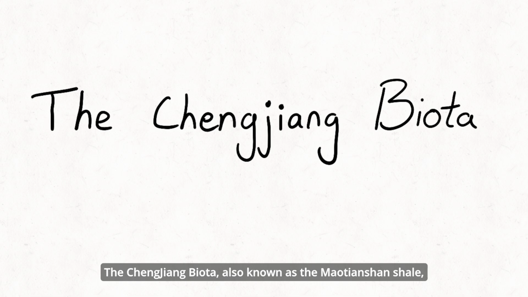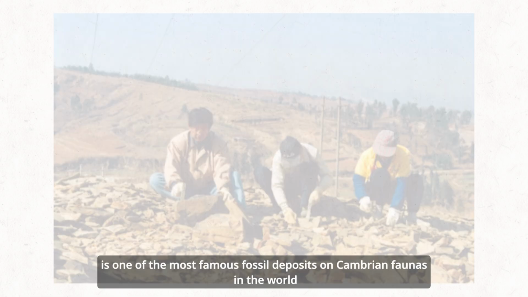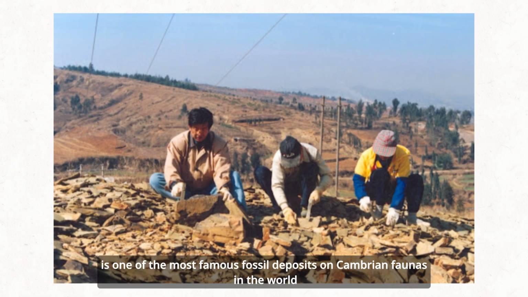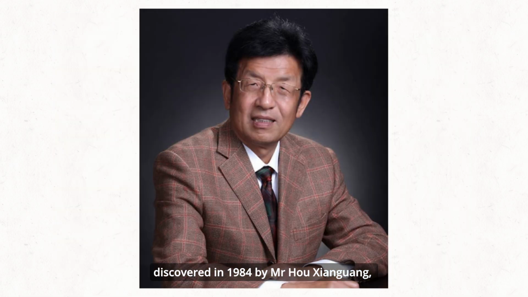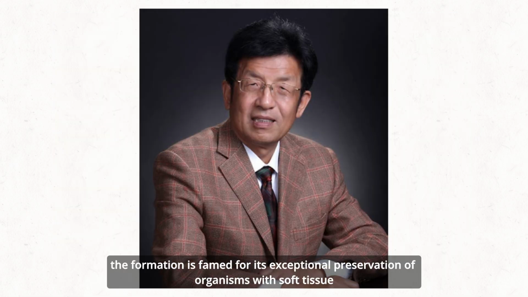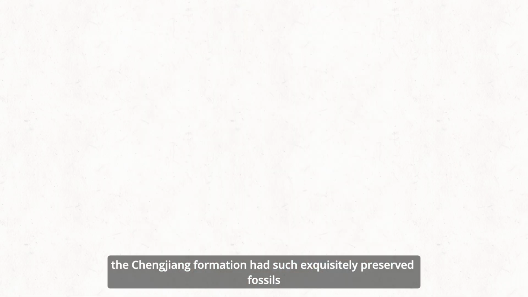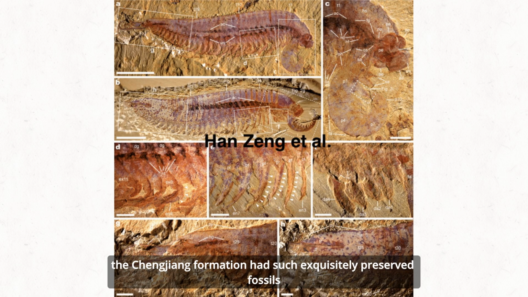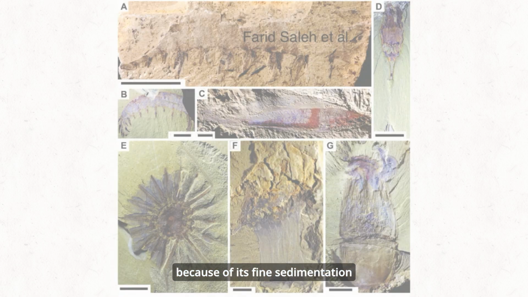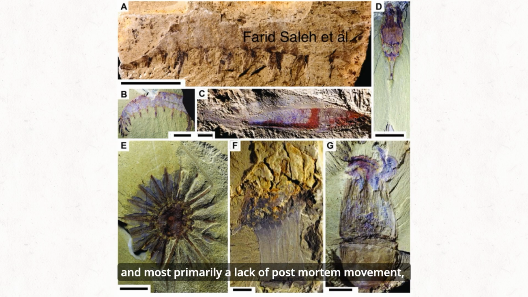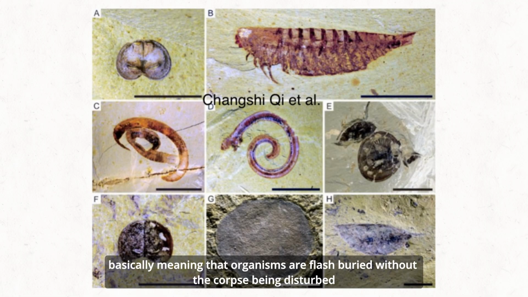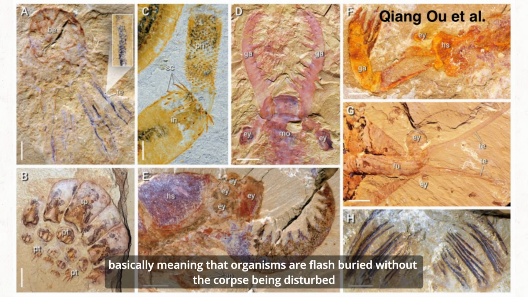The Chengjiang Biota, also known as the Maotianshan Shale, is one of the most famous fossil deposits of Cambrian faunas in the world. Discovered in 1984 by Mr. Hou Xianguang, the formation is famed for its exceptional preservation of organisms with soft tissue. The Chengjiang Formation had such exquisitely preserved fossils because of its fine sedimentation and most primarily a lack of post-mortem movement, basically meaning that organisms are flash buried without the corpse being disturbed.